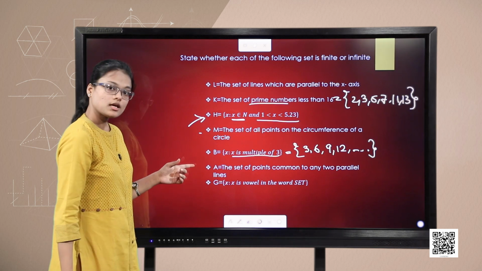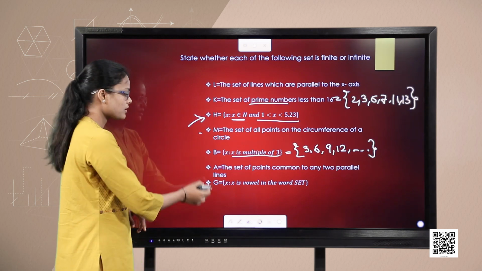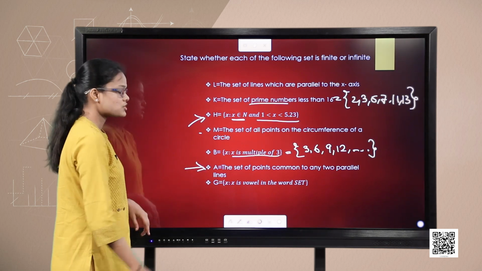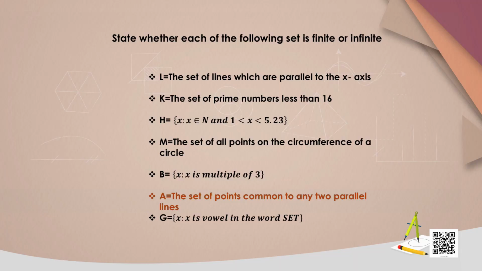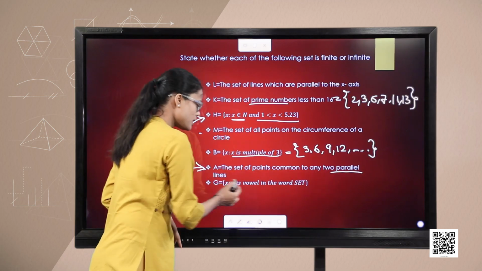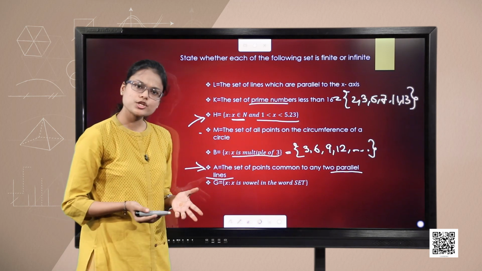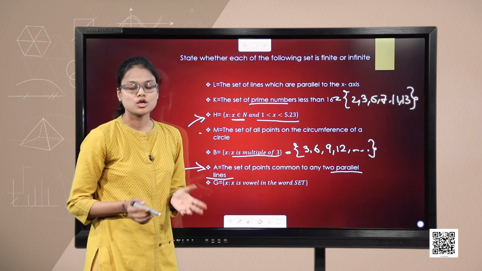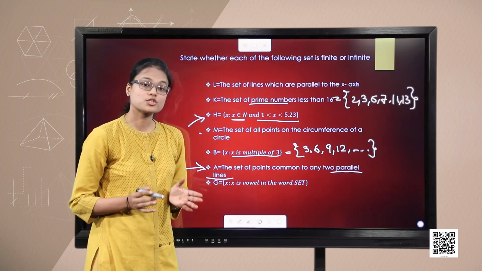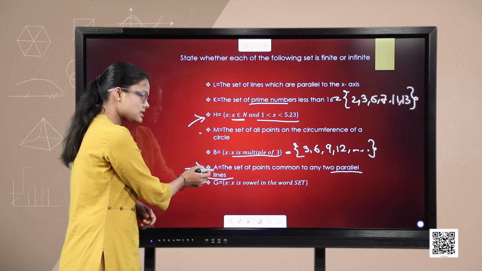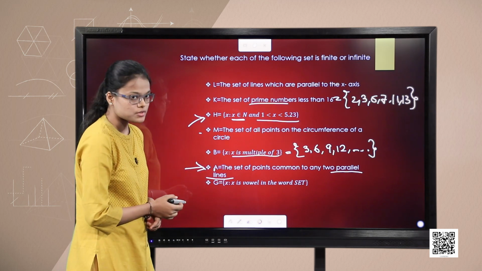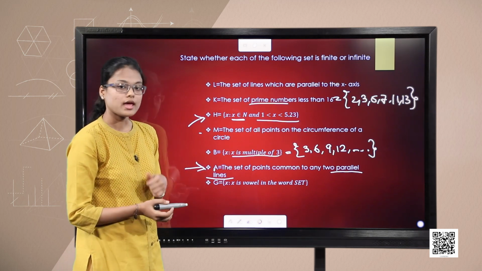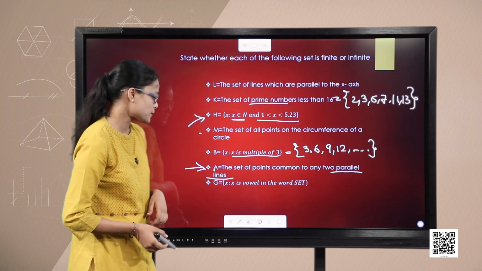So, this set B is an infinite set. Now, the second last set, which is A, the set of points common to any two parallel lines. We know when two lines are parallel, is there any point common between the two? No. Since they are parallel, no point will be common. That means set A is an empty set, and yes, the empty set is a finite set.